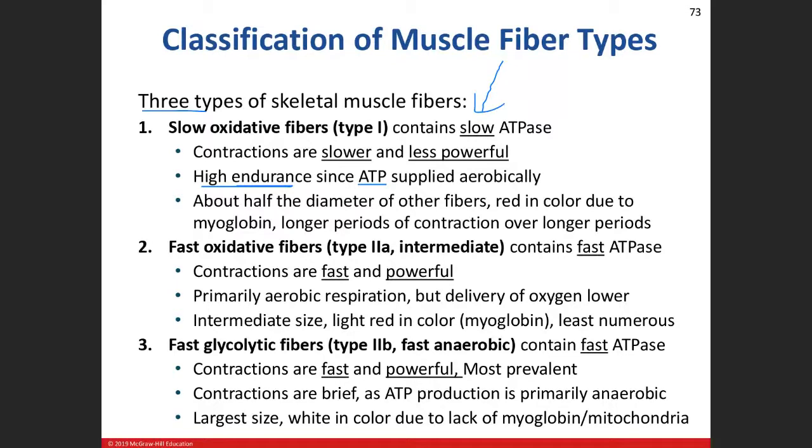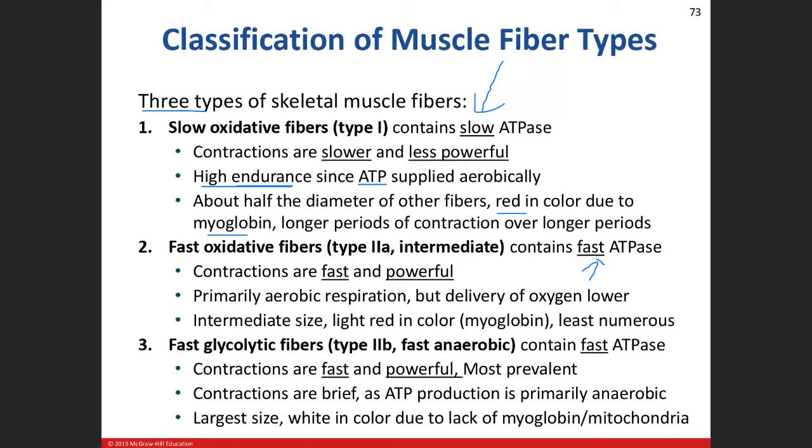So in these muscle fibers, we will have a decent amount of myoglobin, so they will have some redness due to the myoglobin. And so these take a while to fatigue because they're slow fibers, but they're oxidative fibers, so they have a high amount of energy production from cellular respiration. All right, so our fast oxidative fibers, they'll have the fast variant ATPase.